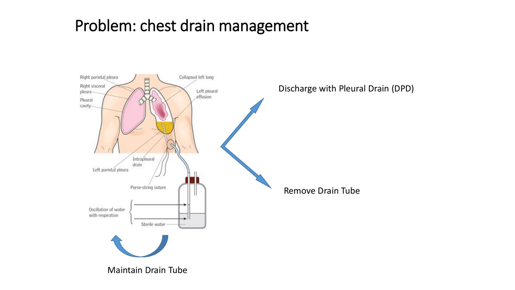Each of these decisions will focus mainly on these three: remove the drain tube so the patient can go home; DPD, discharge with pleural drain, which means we can send them home with the device so they can live their life normally, and then they come back and have it removed; or they stay in the hospital and maintain the drain tube.